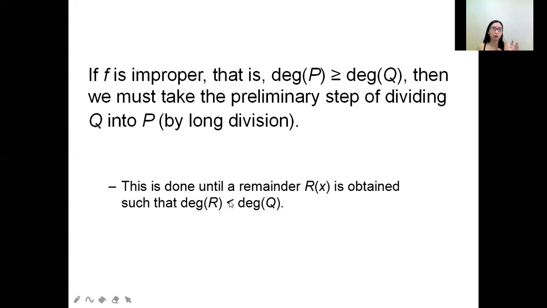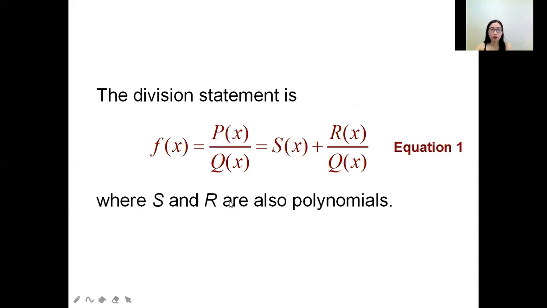Kung nakay fractions, for example, nakay 8 over 3, di ba? Ato sang i-extract ang iyang whole number. Kaya para kato na lang yung remainder over the denominator, mao na lang to imuhang i-solve. Okay? So, the division statement is f of x is equal to p of x over q of x will now be equal to s of x plus the remainder r of x over the denominator dayon. This is our equation 1, where s and r are also polynomials.